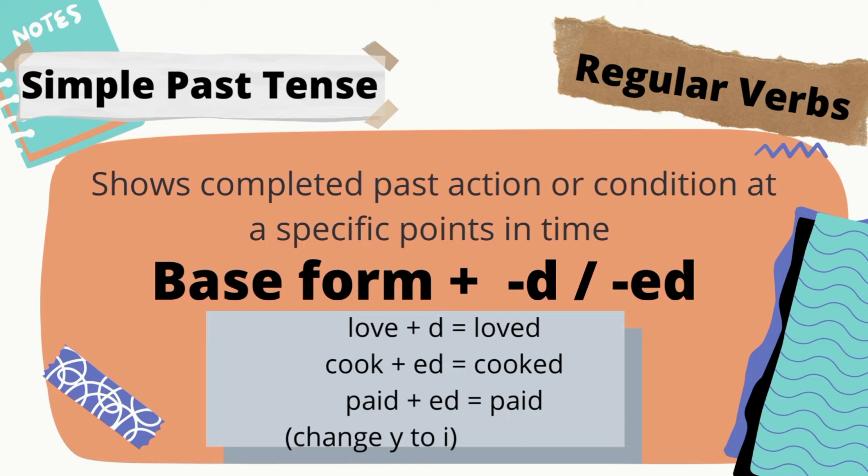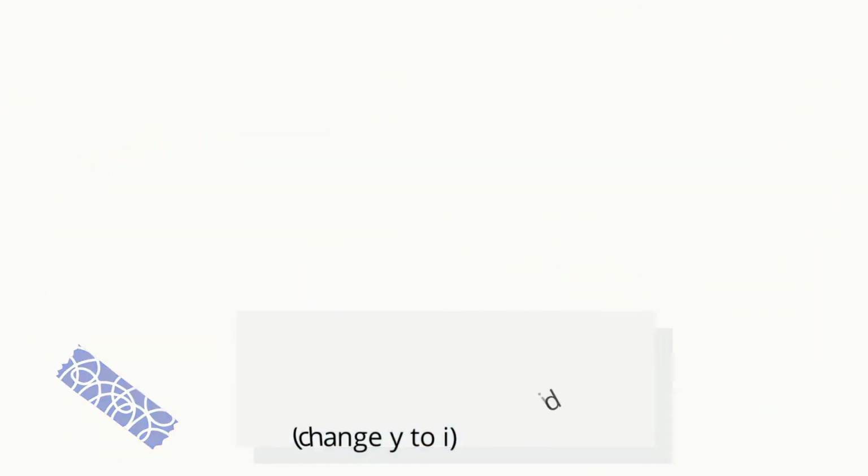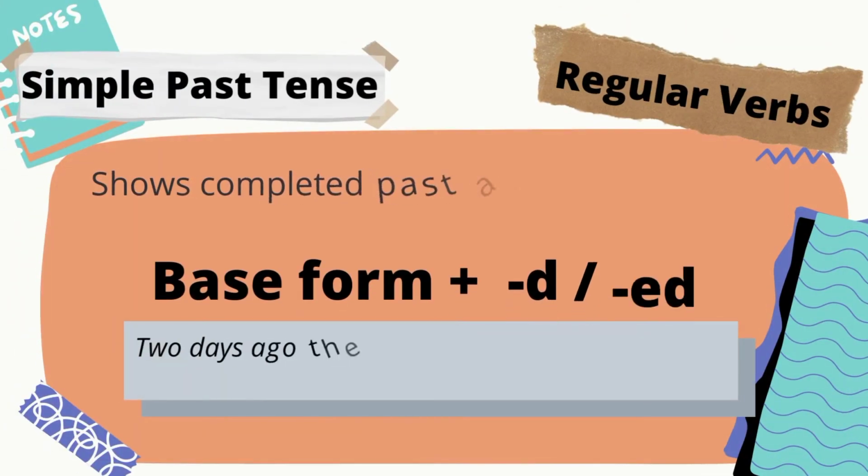For example, the verb love ends in e, so we only have to add d. Therefore, the past tense is loved. Cook ends in the consonant k, so we have to add ed, so the past tense of cook is cooked. Pay ends in y, so we have to change y to i, then add ed, thus the past tense of pay is paid. Let's have some sample sentences.